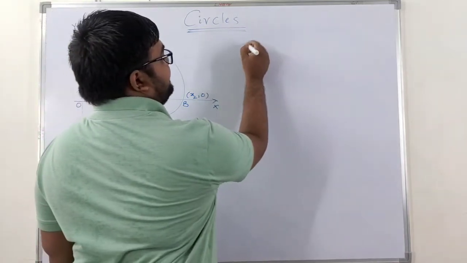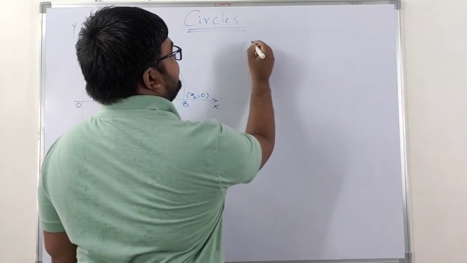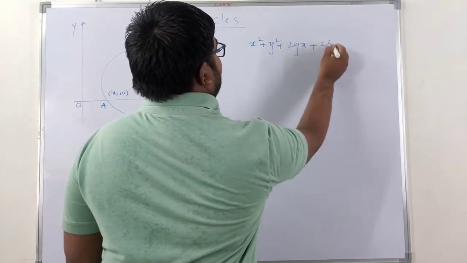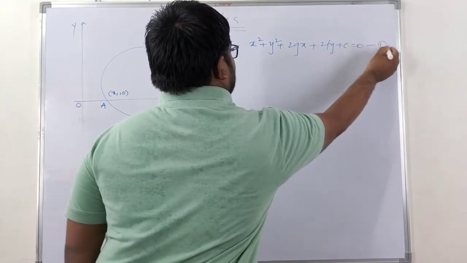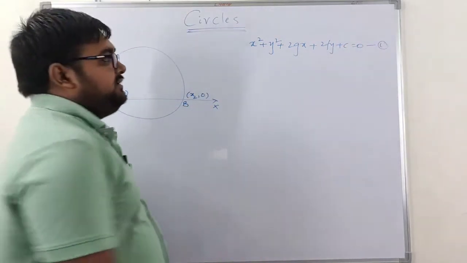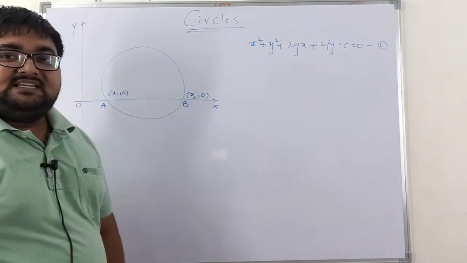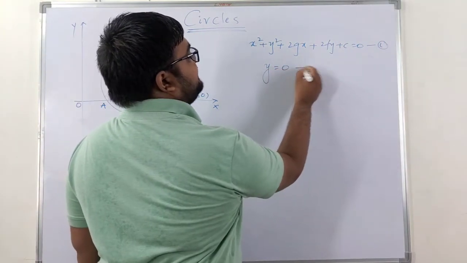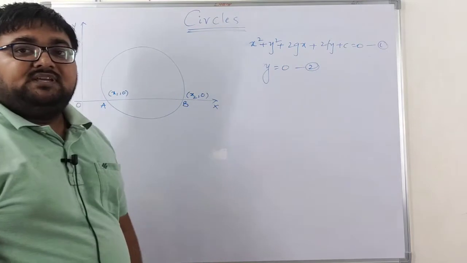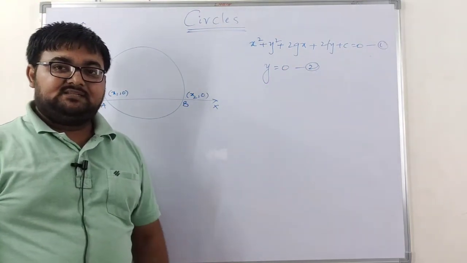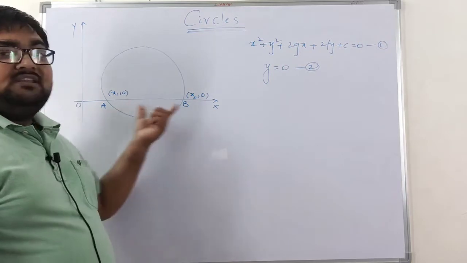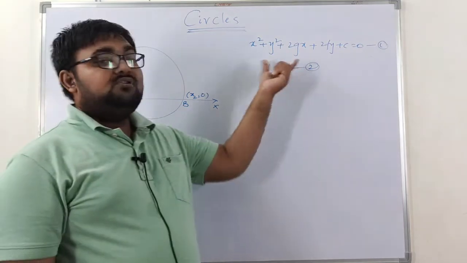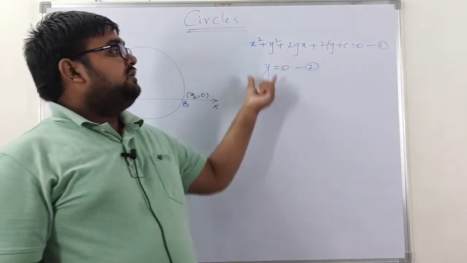Now let us consider the given circle equation as x square plus y square plus 2gx plus 2fy plus c is equal to 0. Let this be equation number 1. It is intersecting the x-axis, no? What is the equation of the x-axis? The equation of the x-axis is y is equal to 0. Now if you want to find these points A and B, they are the intersection points, so you need to solve these two equations.